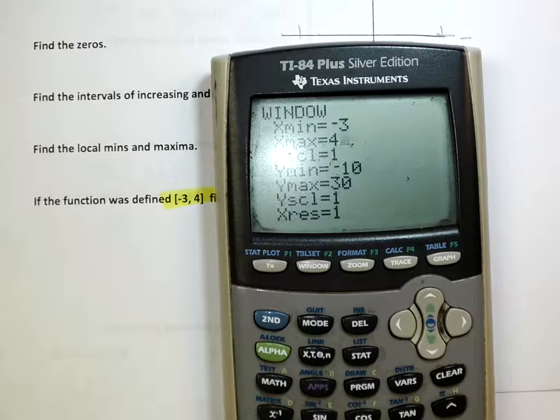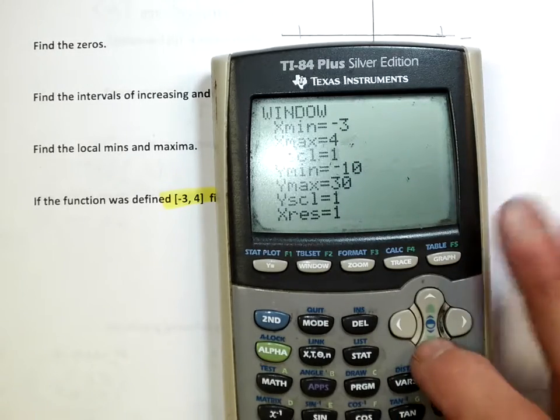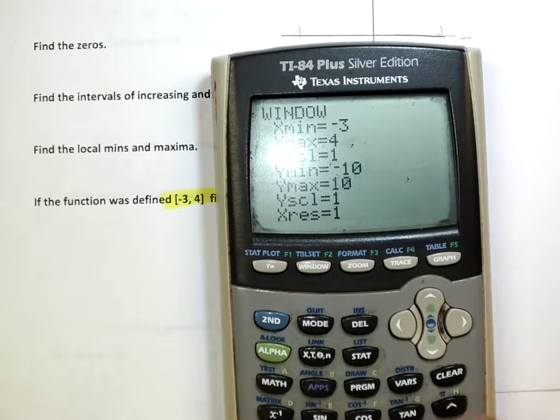Yeah. I mean, I want to do the same thing. I want to chop it off, so I only want to look at it between negative 3 and 4. So I made sure I only went from negative 3 to 4. For the y window, you want to go from negative 10 to 10 for right now, and then if we have to play around with it, we can, okay? So, let's graph it and see what we get, okay? Ready? Say graph.